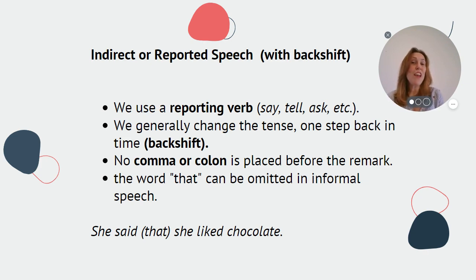So in general, we change the tense 1 step back in time, like from present to past, from past to past perfect, from present continuous to past continuous. And then when we use reported speech, we don't need a comma placed before the remark. And notice that the word that, which is a pure conjunction, can be omitted in informal speech. That means that we can say, she said that she liked chocolate, or she said she liked chocolate. So we can omit that.